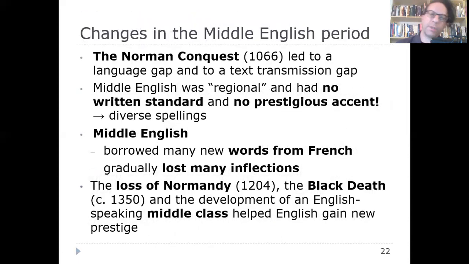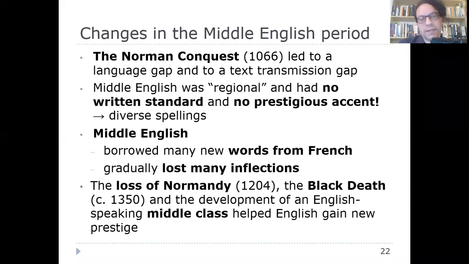Okay, in a nutshell, the Norman Conquest led to a language gap. Remember, upper classes, lower classes. And it led to a text transmission gap. Remember, there were about these 100 years during which no new English texts were being written. Middle English was regional and had no written standard and had no prestigious accents. There were very diverse spellings. Remember the 500 different ways to spell the word through, for example.